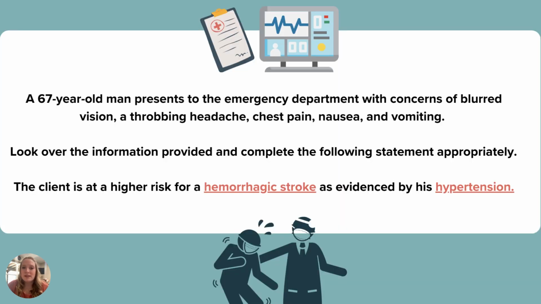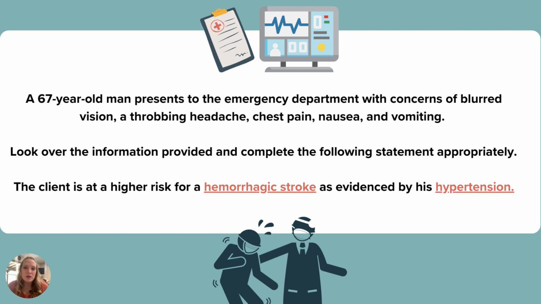So here's the correct answer for this dyad. The client is at a heightened risk for a hemorrhagic stroke as evidenced by his hypertension. Now, do you remember what is considered a hypertensive crisis? That would be a systolic blood pressure greater than 180 over 120 millimeters of mercury. So this client is absolutely at the point of what's known as a hypertensive crisis.